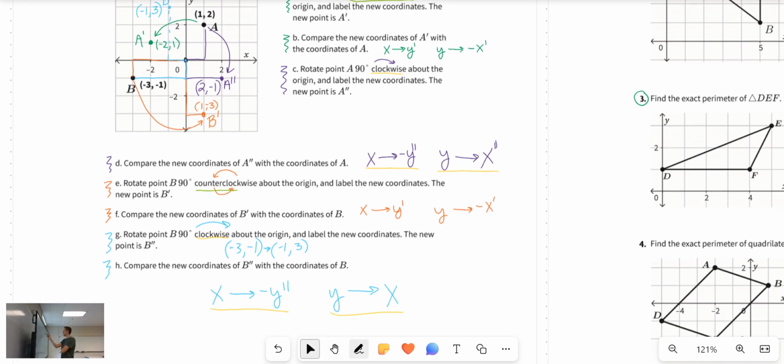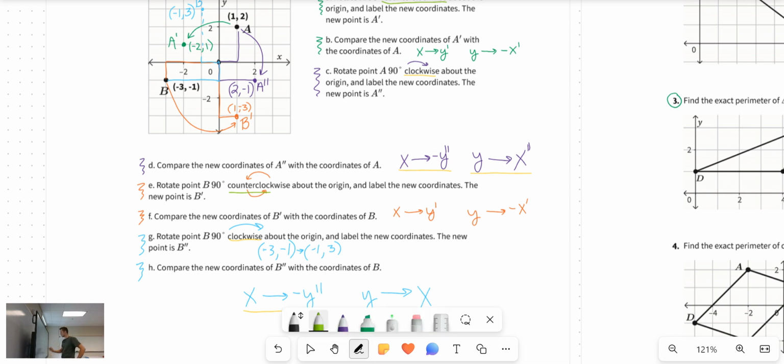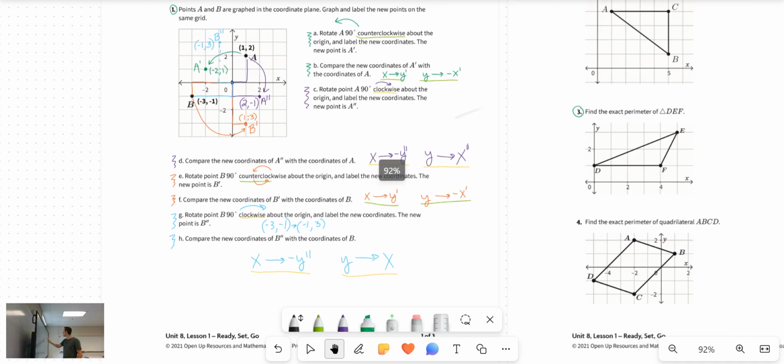And this pattern is, right, x goes to y, right? X goes straight to y. Here we go. X goes straight to y there, right? And then y goes to -x. Y goes to -x, right? So there's a different pattern on each one, and we'll explore that more when we do more with transformations later on.